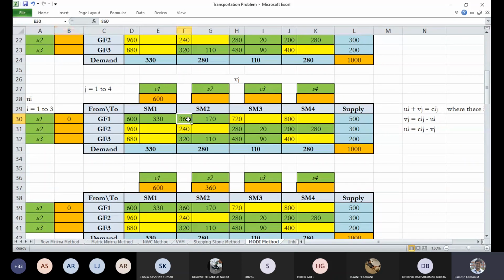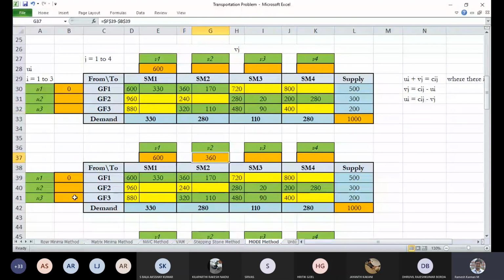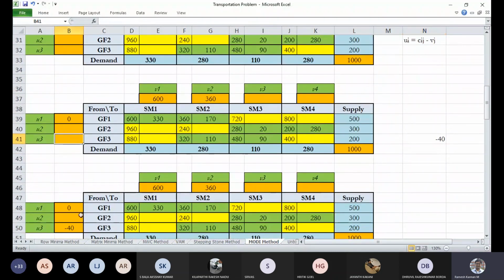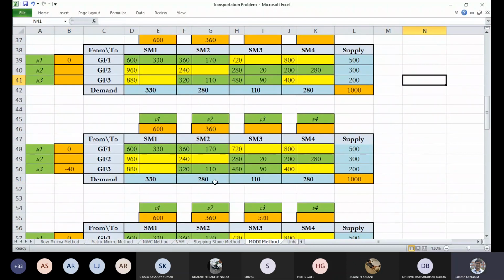So we know V2, so we can find U3. Which means that if I subtract 360 from 320, that will become minus 40. So remember, you'll get minus values also. So incorporate minus 40 here. So that's how we got minus 40. And once we got minus 40, we look into the other cell, because this allocated cell we have found out. Say 320 minus of minus 40 is 360, which means it's in equilibrium, right? So that's how mathematics takes care of itself.